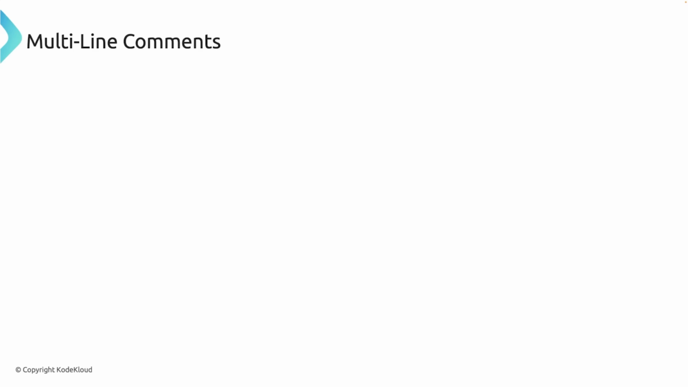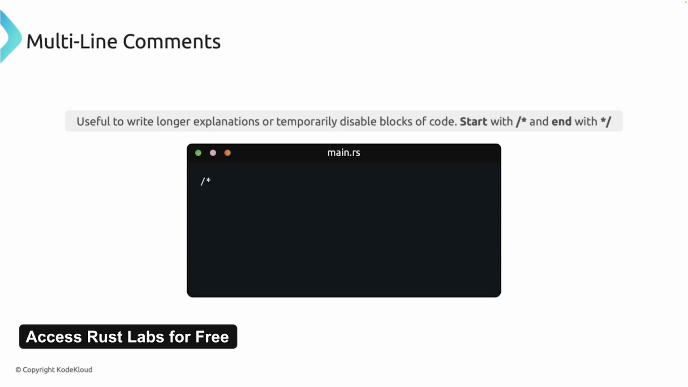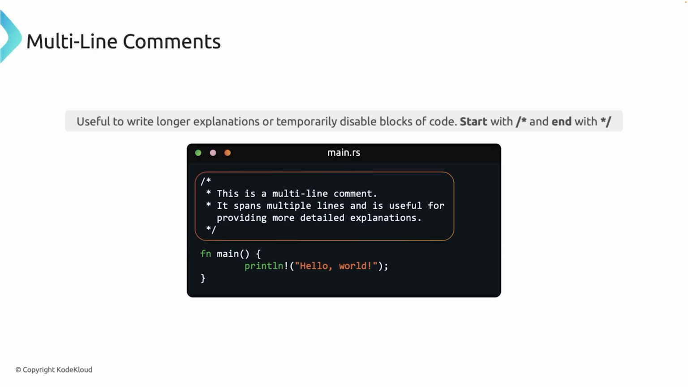Then we have multi-line comments. Rust also supports multi-line comments, and they're useful when you need to write longer explanations or even temporarily disable blocks of code. Multi-line comments start with /* and end with */. Let's add a multi-line comment to our code. Notice how the multi-line comment spans several lines, and each line inside this comment block starts with an asterisk for readability, but that's optional. The Rust compiler will ignore everything between /* and */.